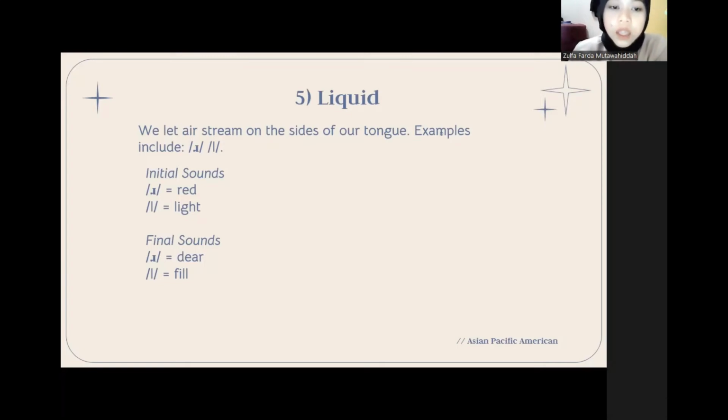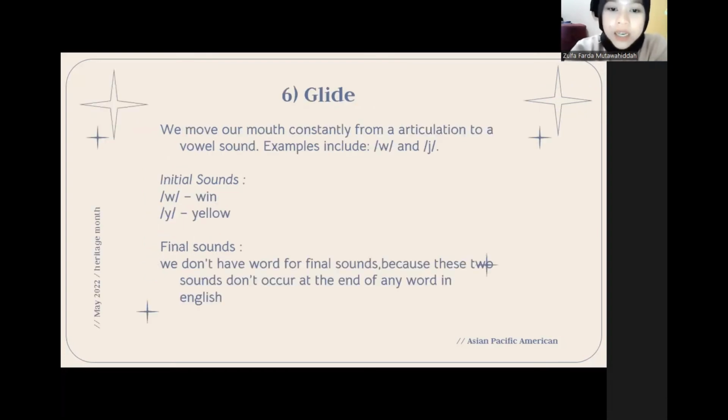For example, initial sounds: the word is red, and the word is light. For example, final sounds: the words are dear and feel. Okay, and the last part of the manner of articulation is glide. We move our mouth constantly from articulation to a vowel sound. Examples include w and j. For example, initial sounds: w, the word is wind, and j, the word is yellow. For final sounds, we don't have words because these two sounds don't occur at the end of any word in English.